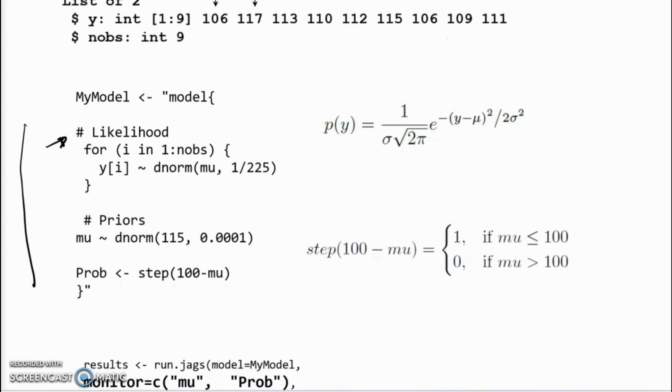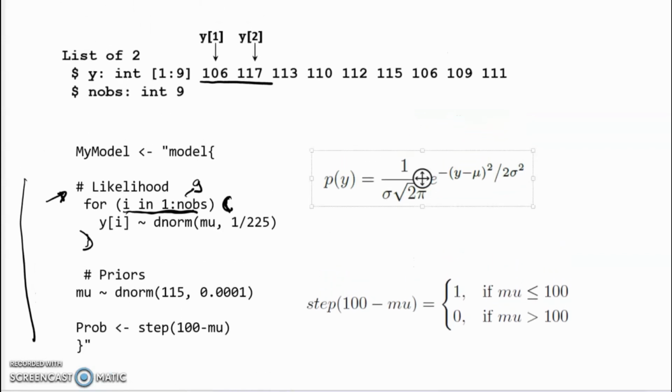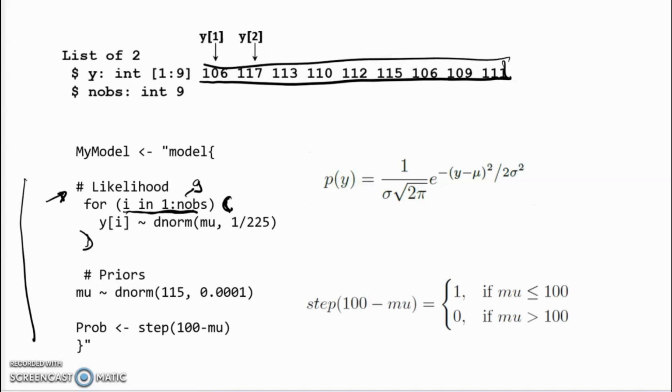Think about the likelihood function. So we're going to have a loop. And what we're going to do is we're going to loop over I from 1 to 9. So what we're going to do is we're going to loop over these 9 values of y, so y from y1 to y9. We're going to loop over those values, and each one of those in turn is going to be assumed to have arisen from a normal distribution with mean mu and standard deviation 1 over 225. So that's our likelihood function.